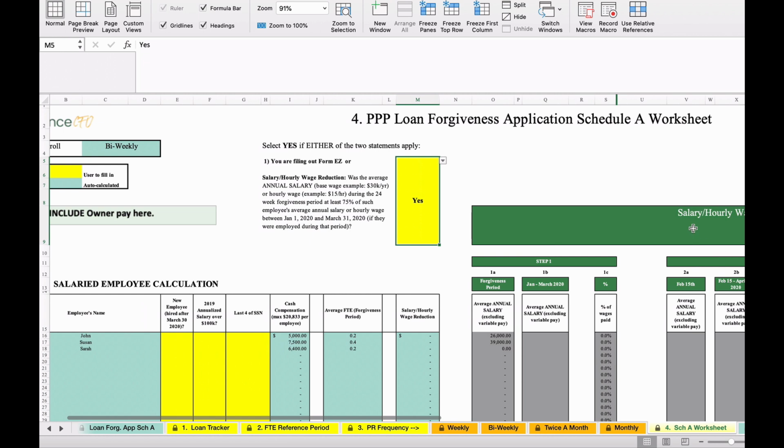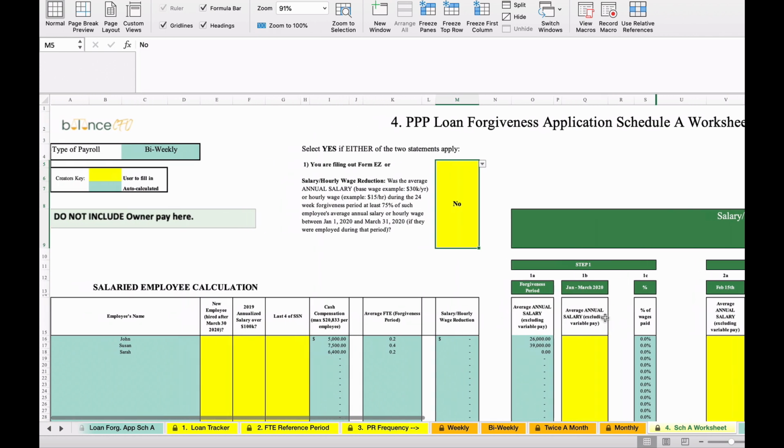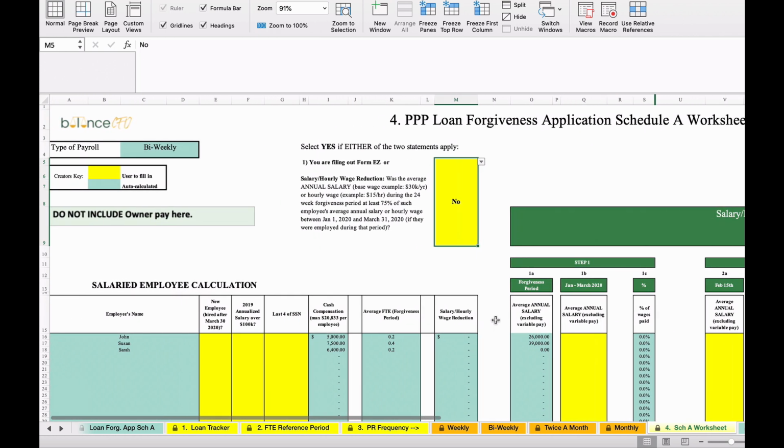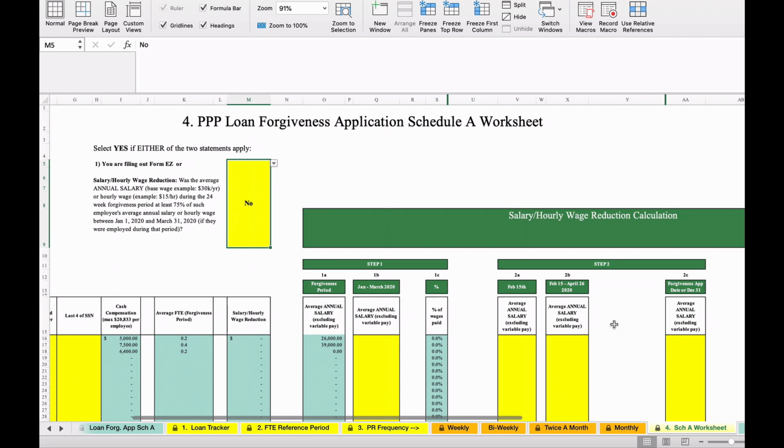You do not have to do the salary hourly wage reduction calculation if all of this is grayed out, okay? If you click yes here. Now, if you do no or don't know, it's going to make you fill out all the information, okay? So now let's look at how that salary hourly wage reduction calculation happens.